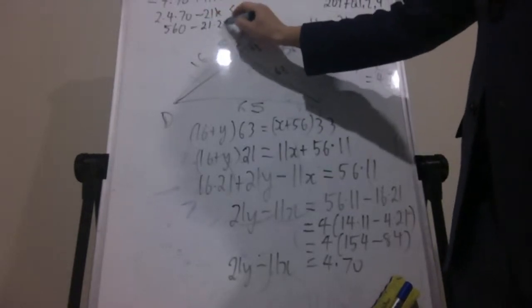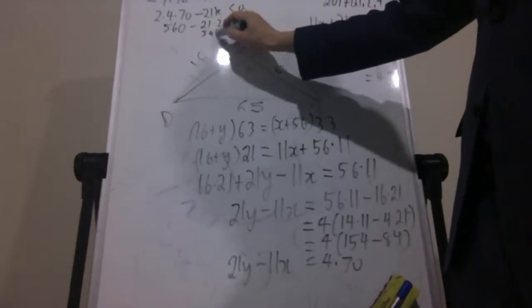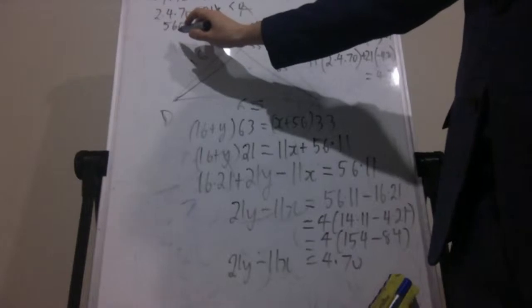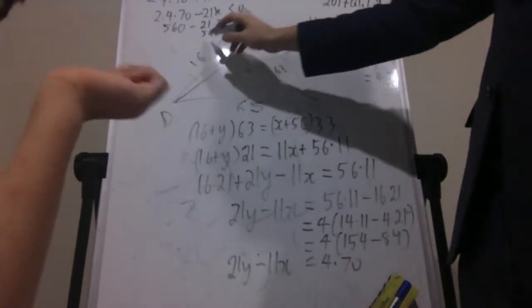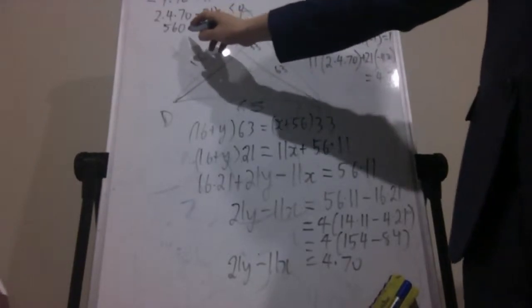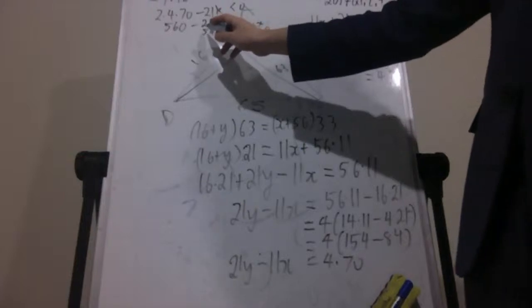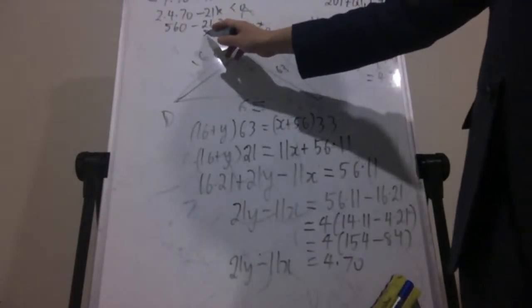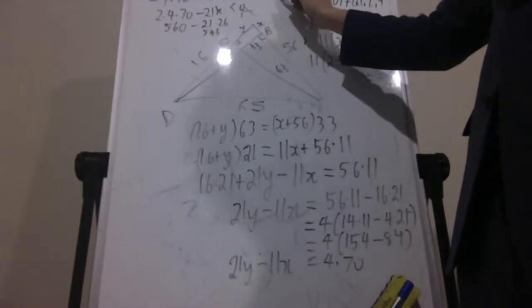21 times 26, that's 546. Yep. So that's the only one that works then, right? Yes, 26. If it's any bigger than 26, it won't work. Wait, it has to be over 26. Oh, we want to make it negative, yeah. It has to be over 26. Yes, so it has to be 27.